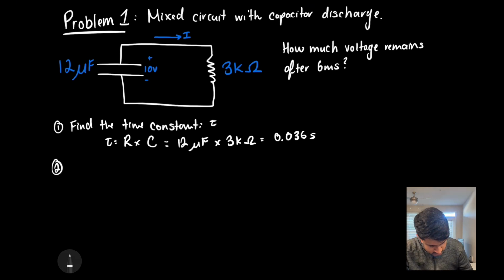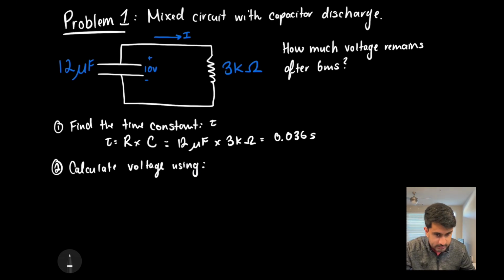The voltage equation, the equation we're going to use is V equals V naught times e to the minus t over tau. In this case, we already have a value of t, we have a value of tau, and we have a value of V naught, which is going to be the initial voltage on the capacitor being 10 volts.